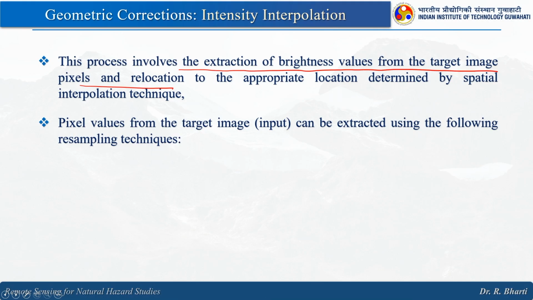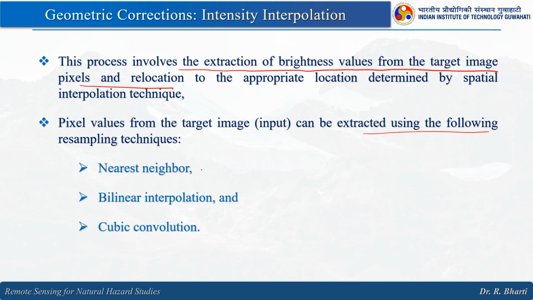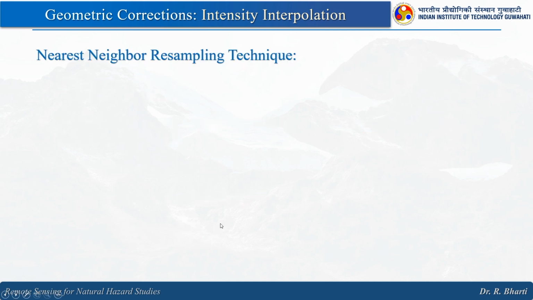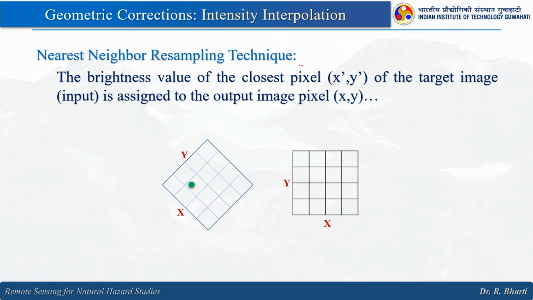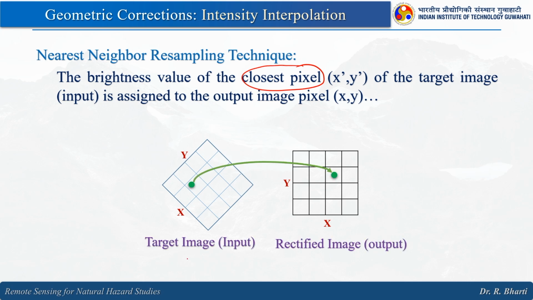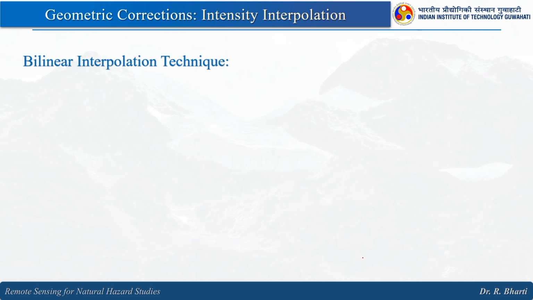Pixel values from the target image can be extracted using the following resampling techniques. The first one is the nearest neighbor, the next one is bilinear and the third one is the cubic convolution. The nearest neighbor resampling technique uses the closest pixel value. So, it will be using the closest pixel. This is the target, this is the rectified image, right.